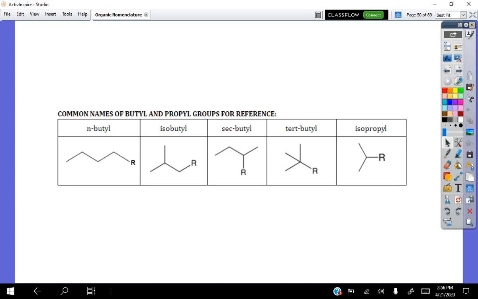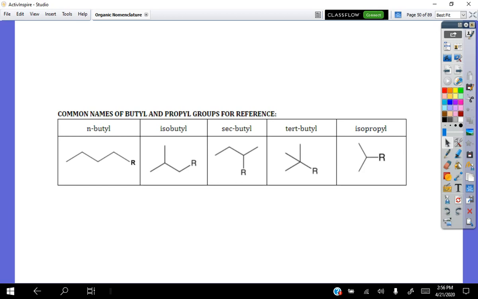Hello class. In today's lesson, I'm going to review some alkane and cycloalkane nomenclature, and I will review the different kinds of butyl groups that we'll encounter, along with the isopropyl group. So in my last video lesson, when I went over the rules for alkane nomenclature, I mentioned the four types of butyl groups you'll see.